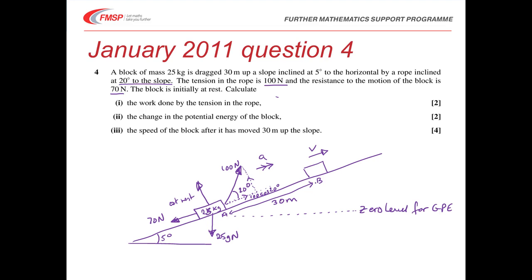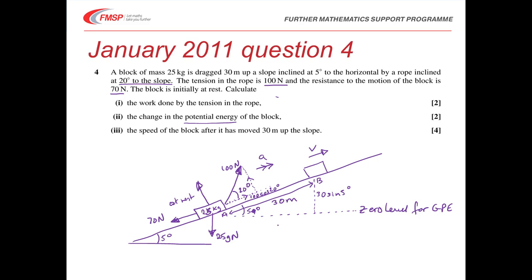Another thing that's going to be important is how much this block has risen, because I'm asked about the change in the potential energy of the block. And this height here, once again, the angle here is also 5 degrees, so the rise in height is 30 sine 5 degrees. And my 5 degrees there seems to have acquired an extra 0. That's 5 degrees.